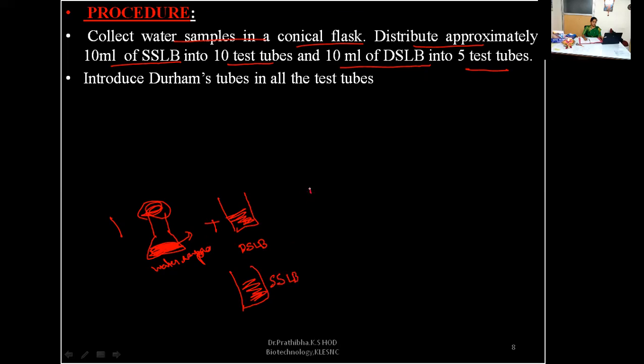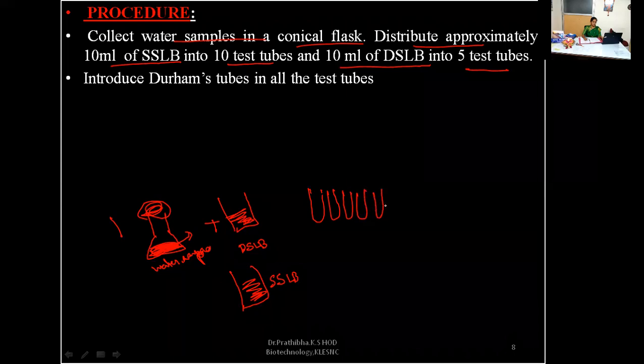So now how many test tubes do we need? We need around 15 test tubes. Let me write here, first, second, third, fourth, and fifth. Let me take another 5 test tubes, second, third, fourth, and fifth. And another 5 test tubes. So total how many test tubes here? Here 5 test tubes, and here 5 test tubes, and here 5 test tubes. So the first step is over.